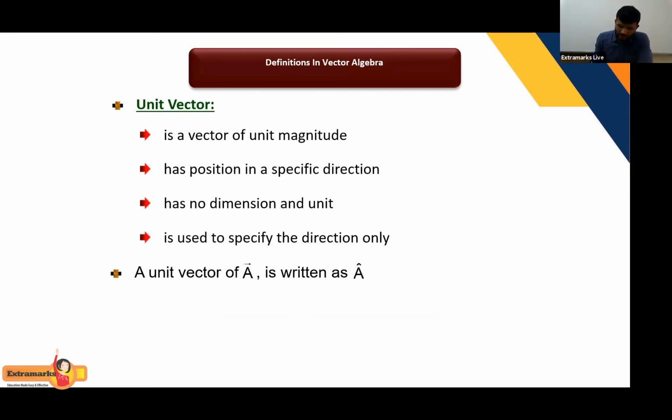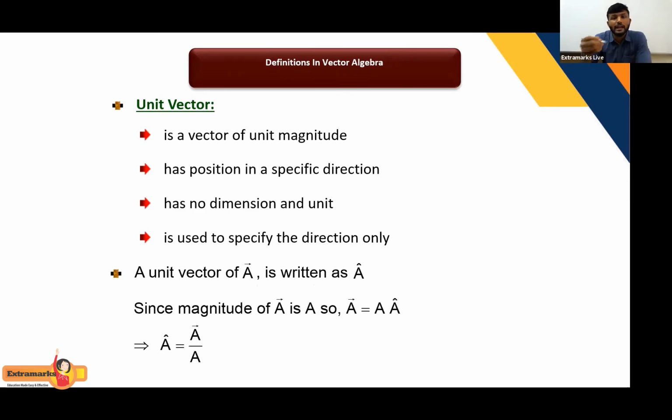So I'll tell you what is the meaning of this cap. We represent a unit vector by A cap, B cap, C cap, like this. So why am I not showing it with an arrow? Because it is somewhat different from a normal vector. Now, let's see what speciality this vector has.